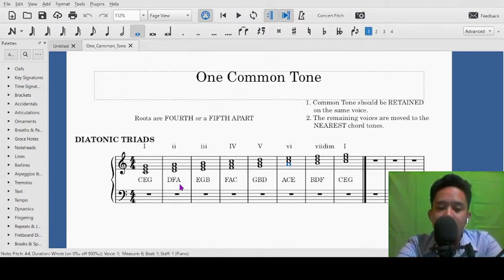And so on. This is true to other chords like F and B diminished. Both of them have the letter F.